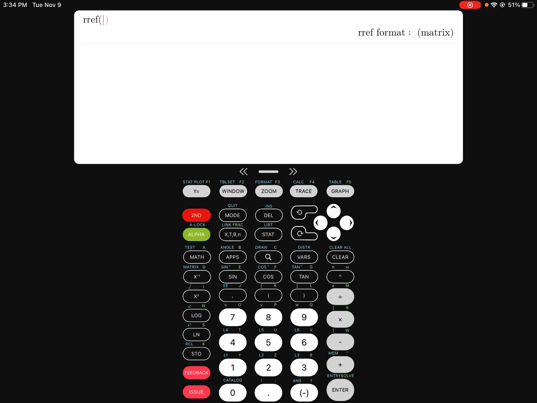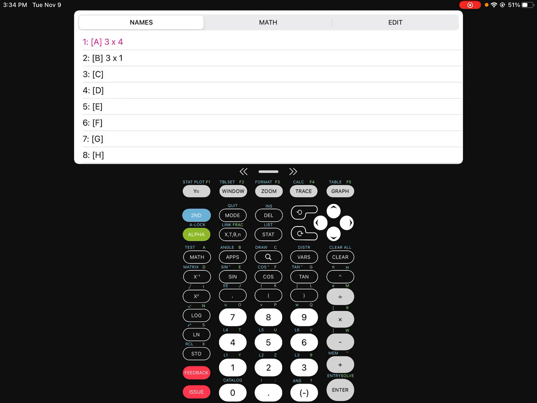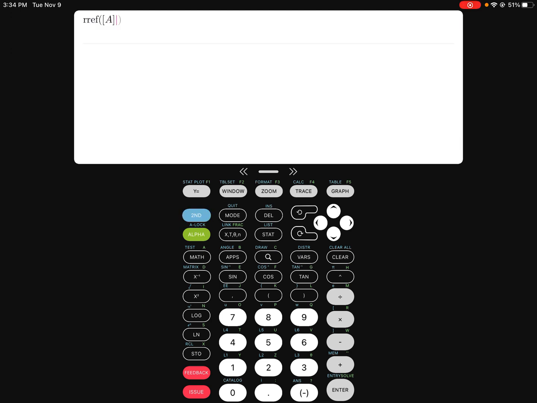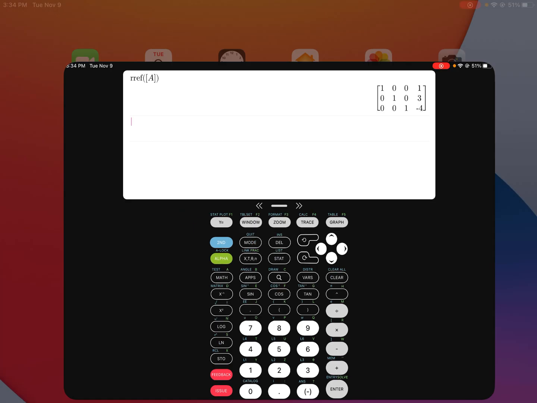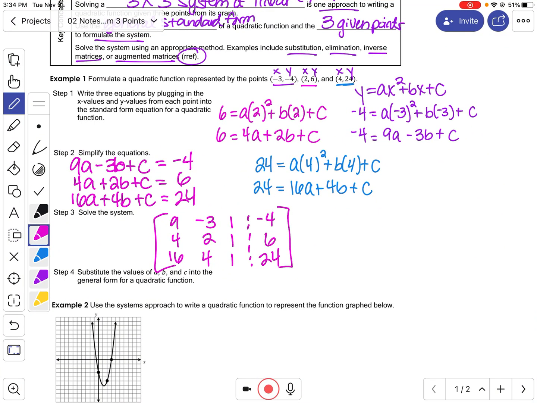and we plugged it, or I plugged mine into matrix A. So I'm going to do second matrix name A. And then it gives me my solution here. So writing that down. Remember, the last column would be your solution. So A would equal 1, B would equal 3, and C would equal -4.